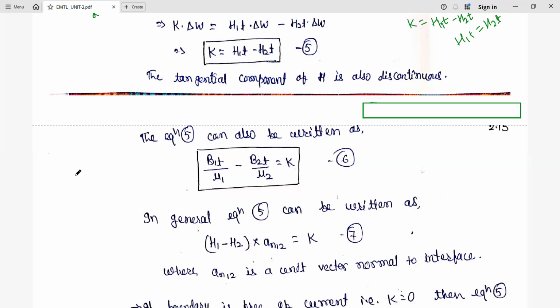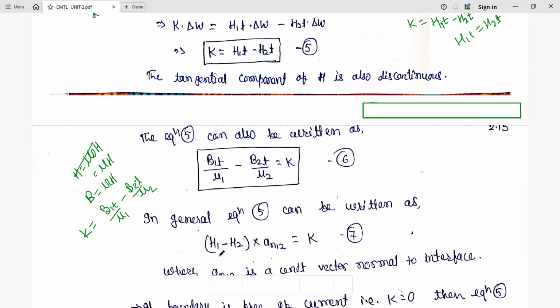So that flux density again, we have B equal to mu naught into H, or simply in the normal medium we are writing B equal to mu into H. So finally, on the basis of that, K equal to H1T minus H2T. Since B equal to mu H, H is B by mu. So finally, B1T divided by mu1 minus B2T divided by mu2. So again what you are seeing here is that in this situation it is also discontinuous.